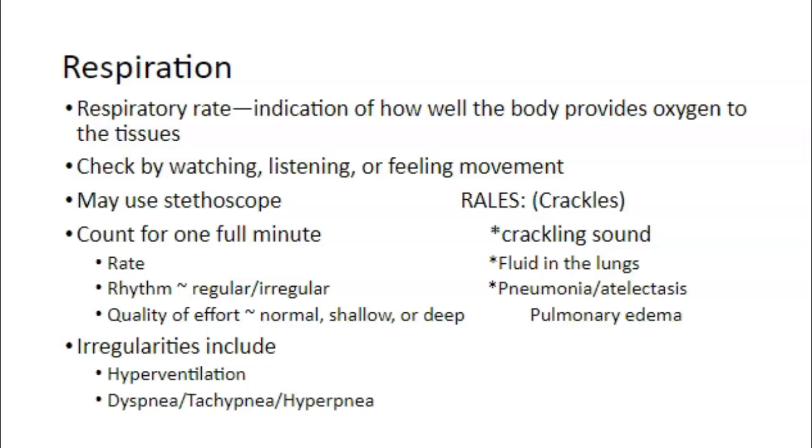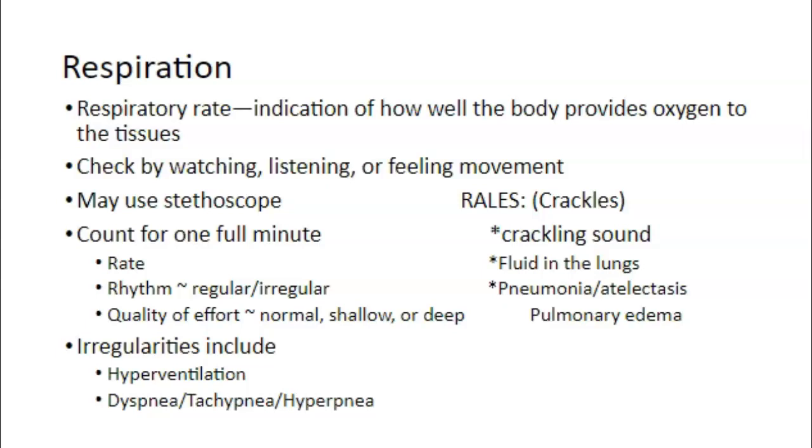There are a couple of terms that can be associated with certain irregularities. If someone is in a scenario where maybe they're anxious or maybe they have an underlying respiratory issue, they will sometimes be hyperventilating, where they're breathing in too deep and too quickly, which can change the acid-base balance in the body and cause people to actually pass out.